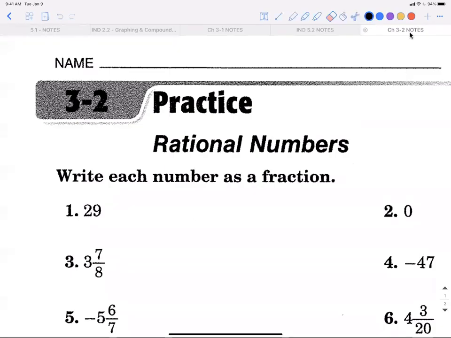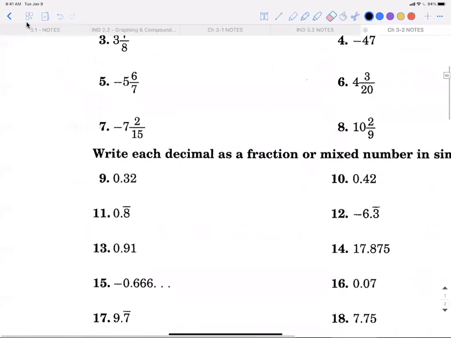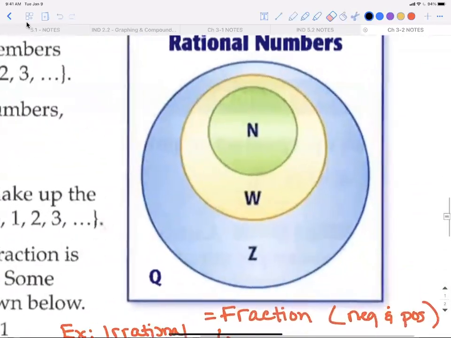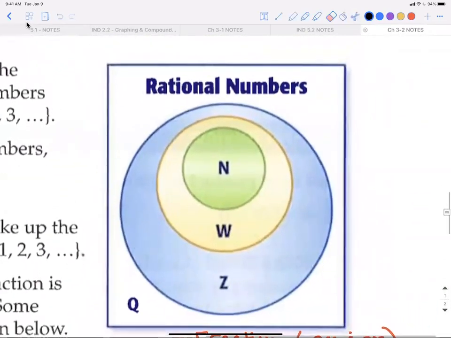All right, chapter 3-2, we're going to be talking about the rational number system. And the first thing I want you to do in your notes is draw this graphic, okay? The big square all around the whole thing is your whole rational number system. And then the circles inside of it get smaller and smaller. So take a minute to draw that. And we'll do examples and say what everything stands for here.